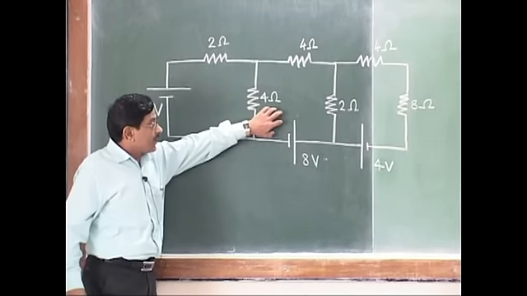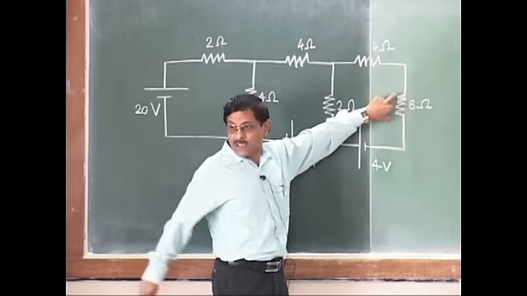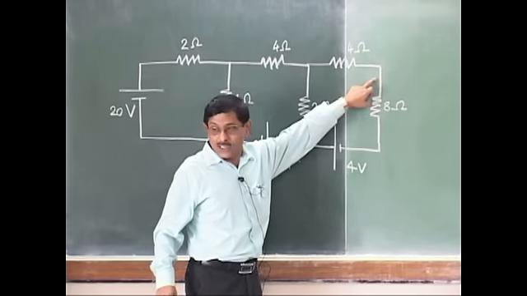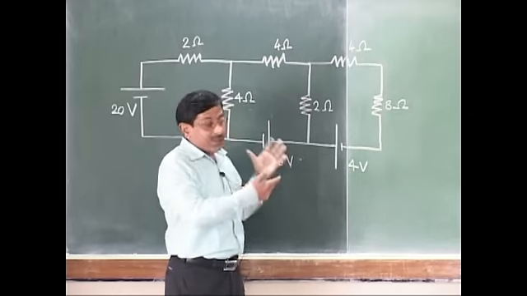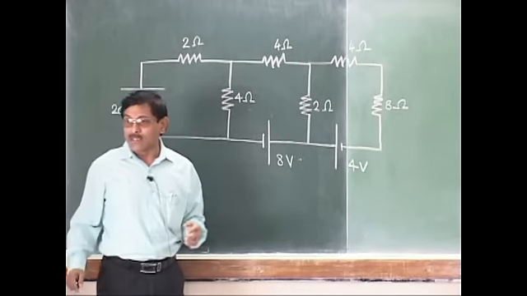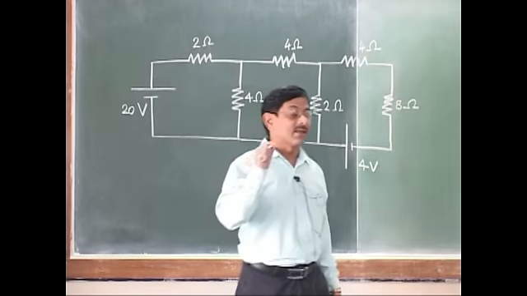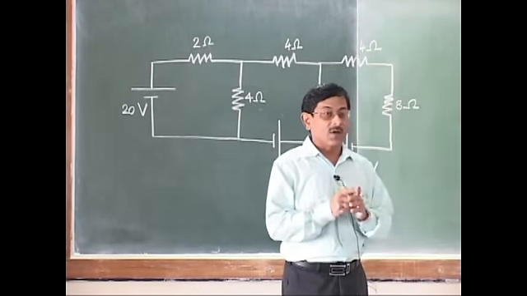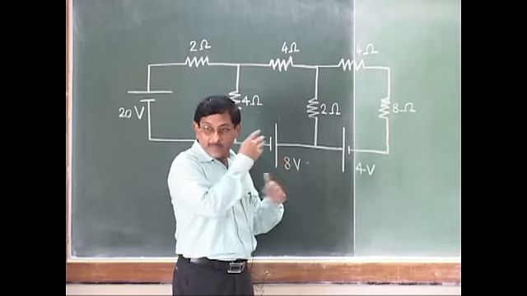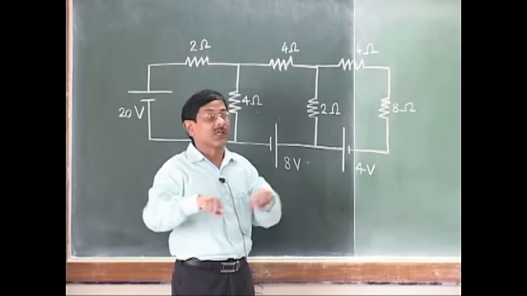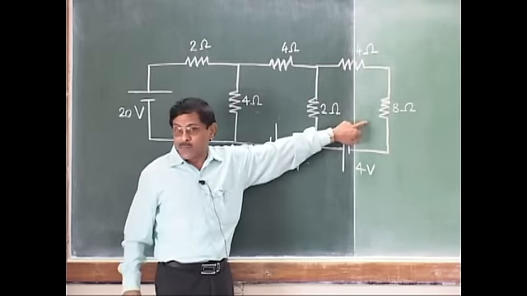Now under this situation, suppose I ask you, what would be the current flowing through this 8 ohm resistor? Then blindly we cannot just tell, while looking at the circuit, that this current will flow. For that we have to perform certain mathematical operations, certain things we have to adopt, so that we can solve the circuit for this answer or this solution. Now see, that can be one type of question.